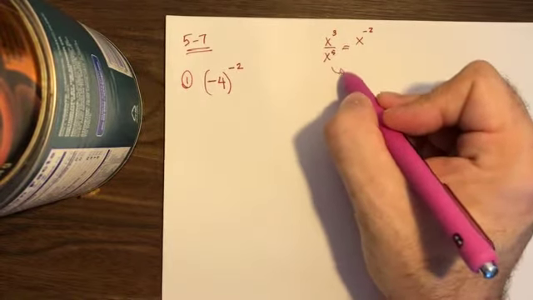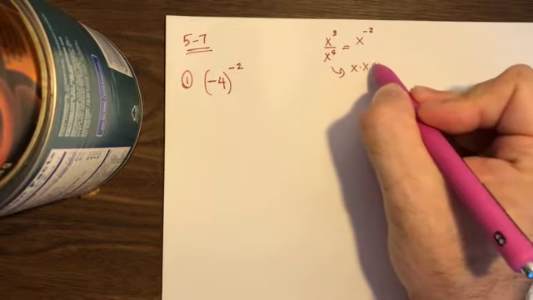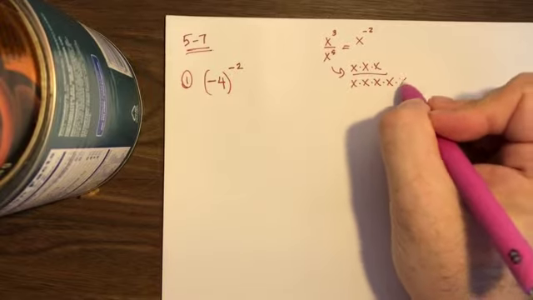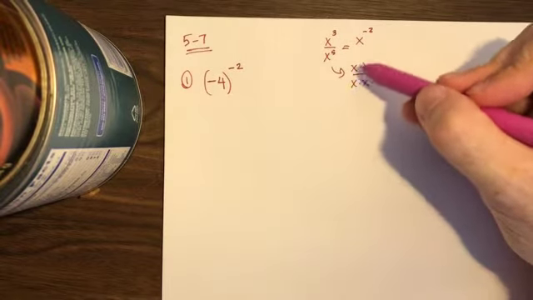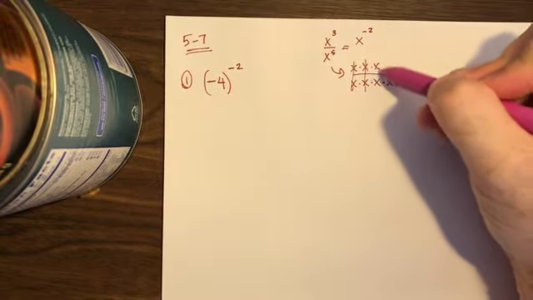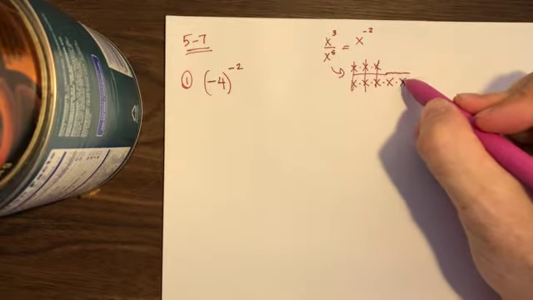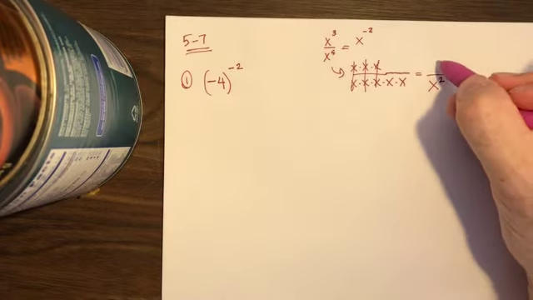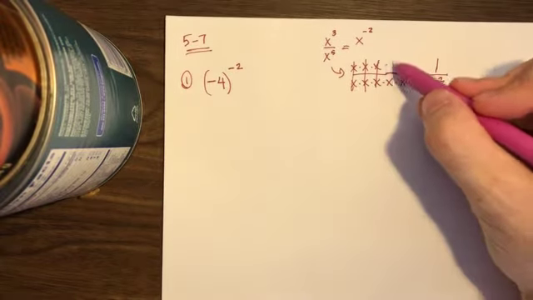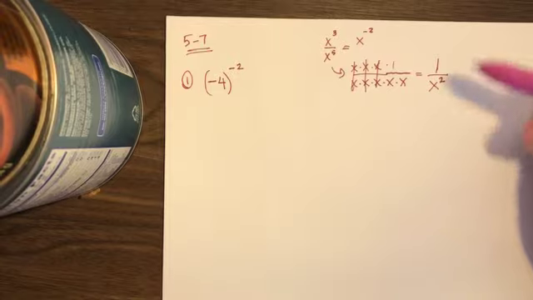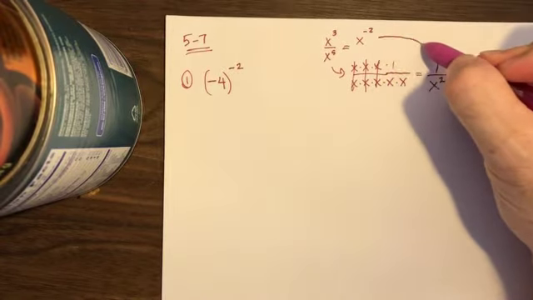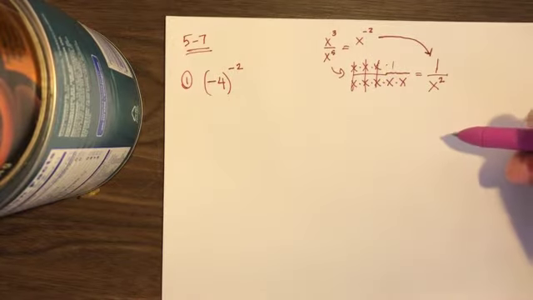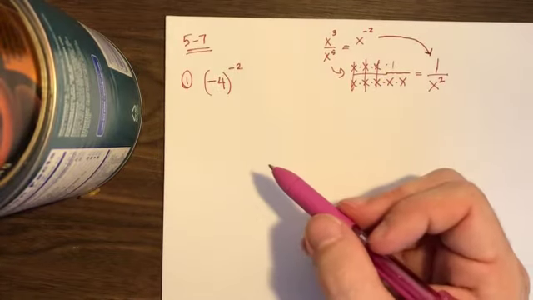Well, if we were to look at it another way, x to the third is actually 3 x's being multiplied, and x to the fifth is actually 5 x's being multiplied. And for each one of these that are over each other, they cancel. 1, 2, 3 cancels, but we're left with 2 of them in the denominator. If we were putting them back together, it would be positive x squared, and then the invisible 1 on top. So x to the negative 2 is actually the same thing as 1 over x squared.